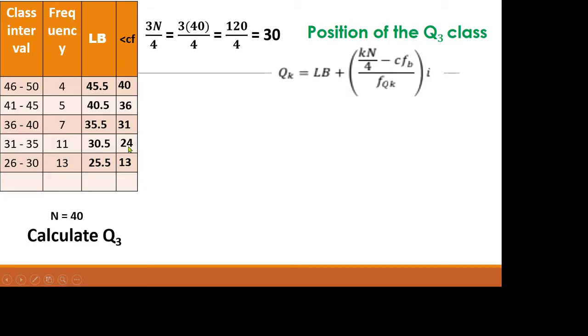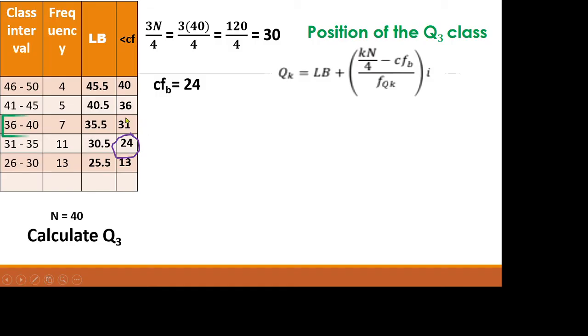So, kukunin natin yung pinakamalapit without going over. So, kailangan hindi lalagpas sa 30. So, ang pinakamalapit ay 24. So, kailangan isipin nyo ay yung pinakamalapit na less than or equal but not greater than. So, ngayon ay ito yung tatawagin nating CFB. So, yun ay papalit natin dyan mamaya sa formula.